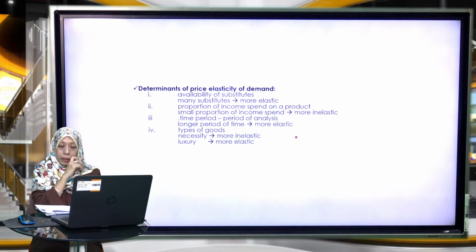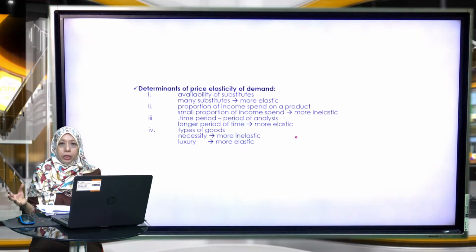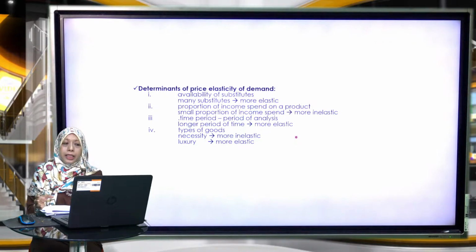Let's assume that the price of petrol increases. Over a short period of time, you can see that people still consume the same amount of petrol. Why? Because they don't have enough time to find other substitutes. But over a longer period of time, there are possibilities that the demand for petrol will fall. Why? Because in a longer time period, consumers are able to find other substitutes.